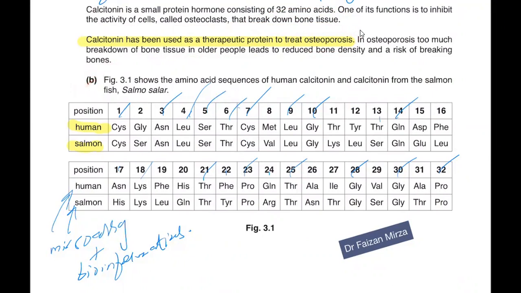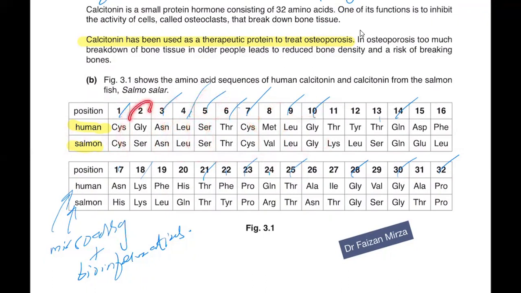Now part B, figure 3.1 shows you the position of these amino acids. 32 amino acids are shown for human and for salmon. You can see that all these amino acids are listed. The positions are mentioned. On first position, human and salmon both have the same amino acid. On the third position, they both have the same amino acid. On fourth, fifth, they have the same amino acid. On sixth, seventh, they have the same amino acid. On ninth, tenth, they have the same amino acids. So at every position that I have marked in this table, they have the same amino acid in both.